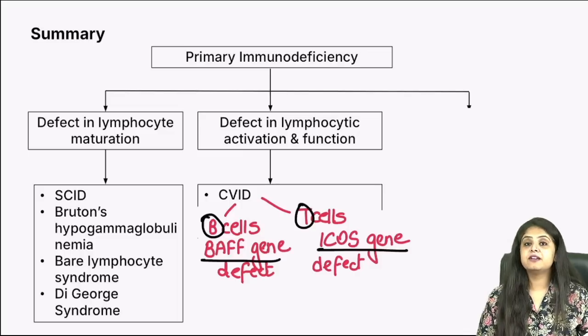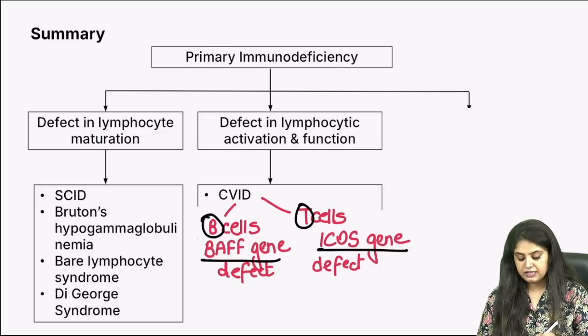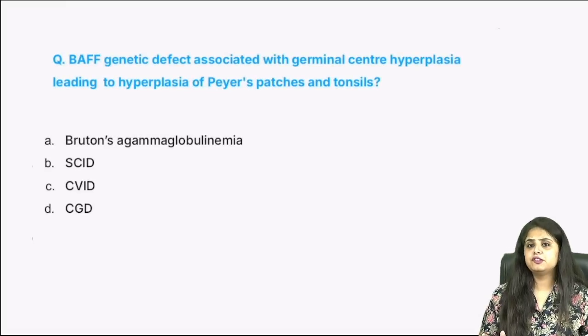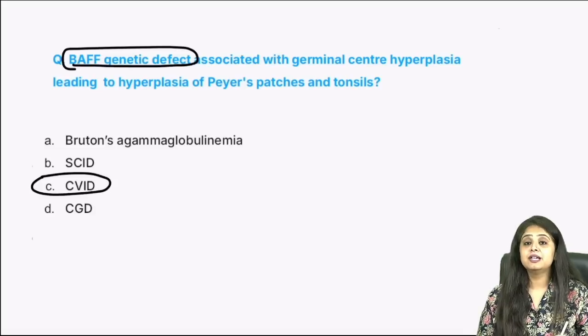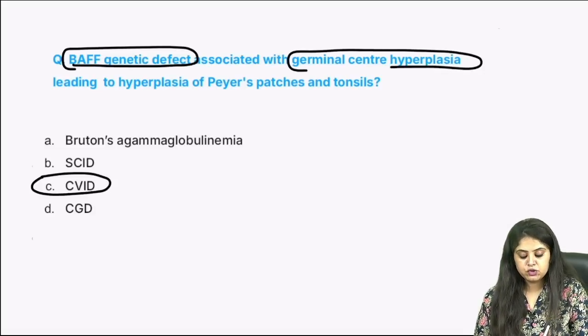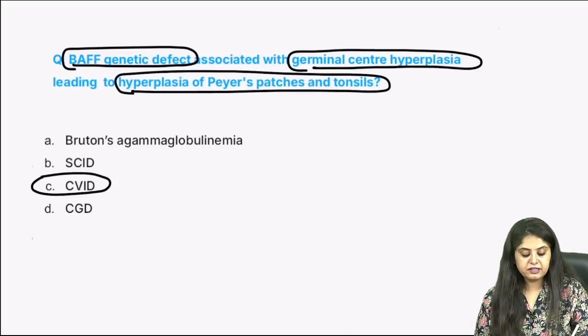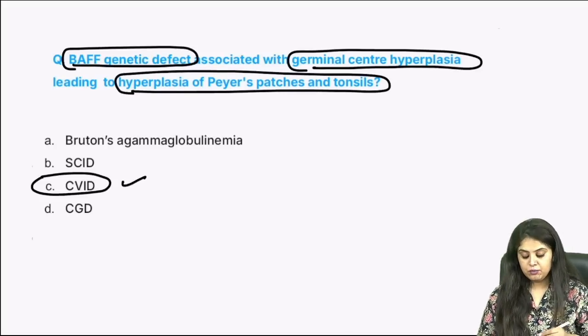Coming all the way back, we have done CVID also. Moving on to the next. Before that, how does a question come on CVID? They will give you that there is a BAF gene defect. I think on the basis of this only you have given a diagnosis of CVID, but I told you in CVID there is going to be a hyperplastic germinal center. So germinal center hyperplasia of other lymphoid areas occurring goes more in favor of CVID. Moving on to the next.